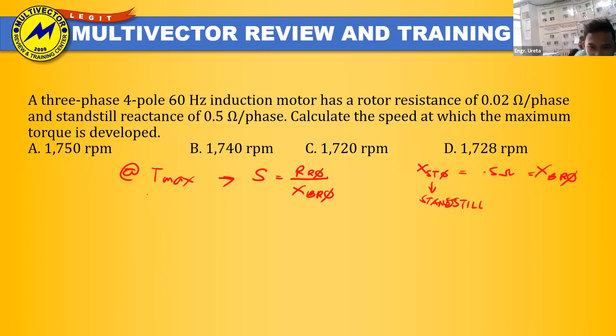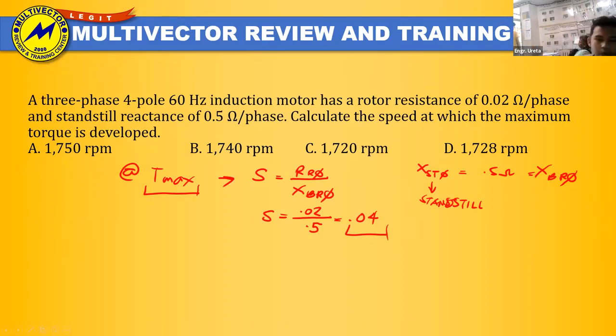Therefore, the slip that corresponds to our maximum torque is just equal to the rotor resistance, 0.02, divided by the blocked rotor reactance na equal sa standstill reactance natin, which is 0.5. Kaya ang tamang slip value natin is 0.04. Ibig sabihin, yung slip to get the maximum torque should be 0.04 or 4%.